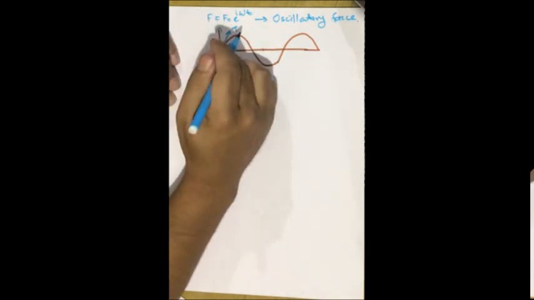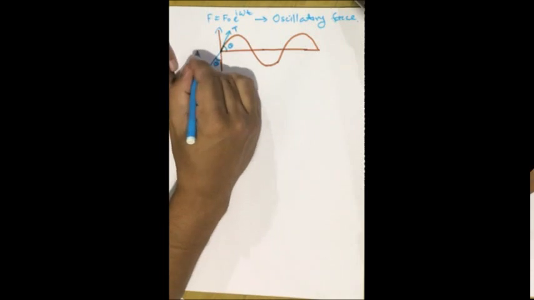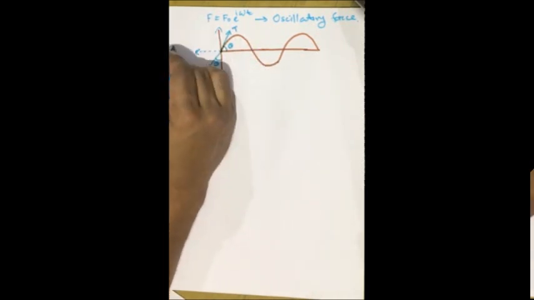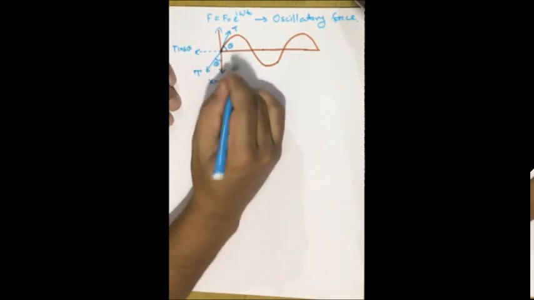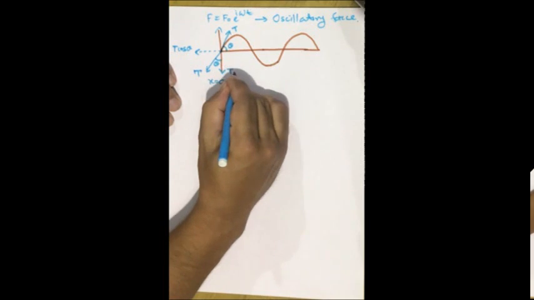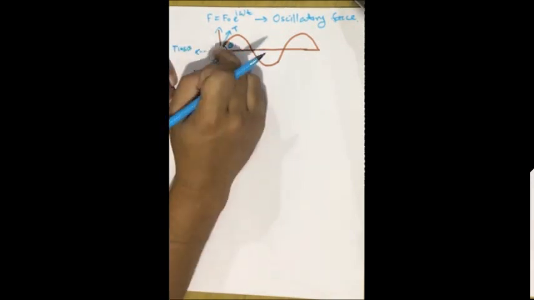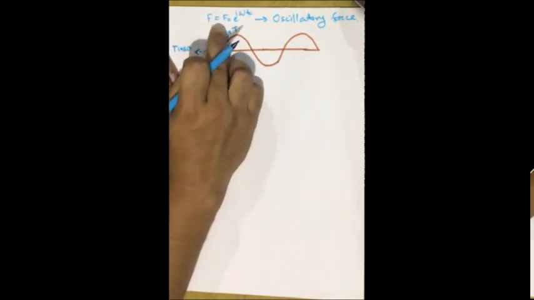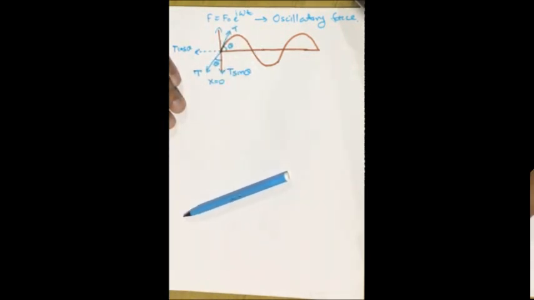Okay, so we can resolve the tension into two components. One is the horizontal component, that is T cos theta, and the other is the vertical component, that is T sin theta. Now the transverse force we are applying here is F equals F naught e to the power i omega t.